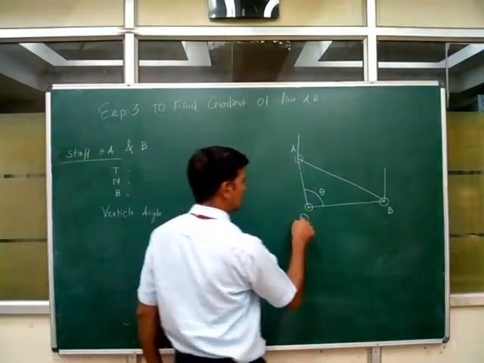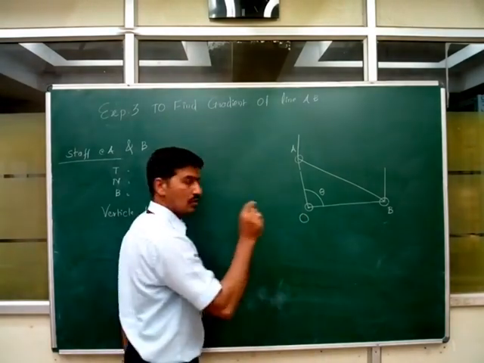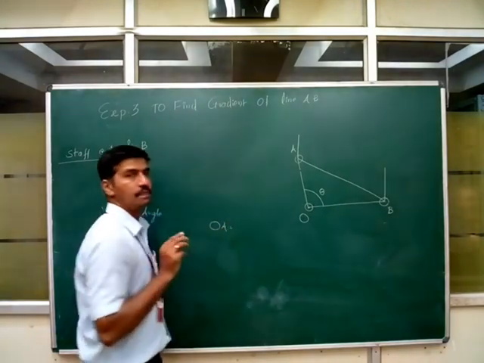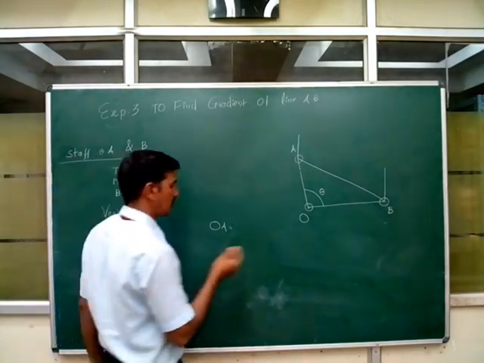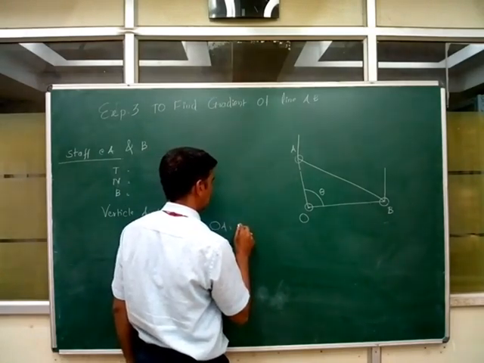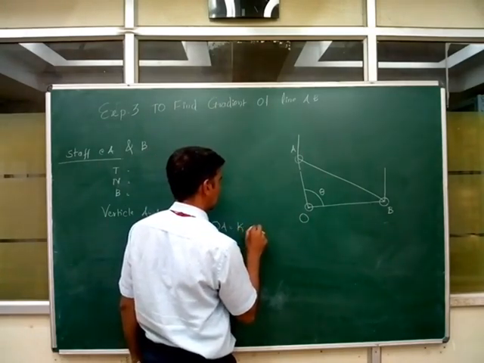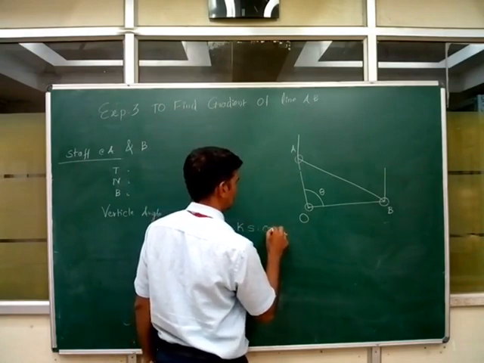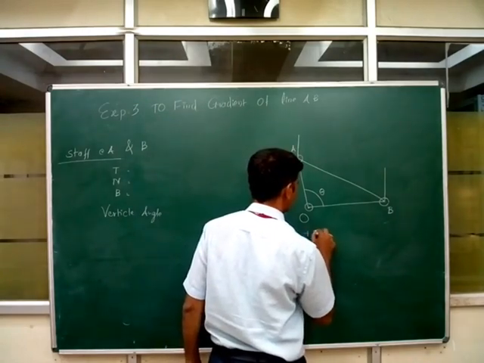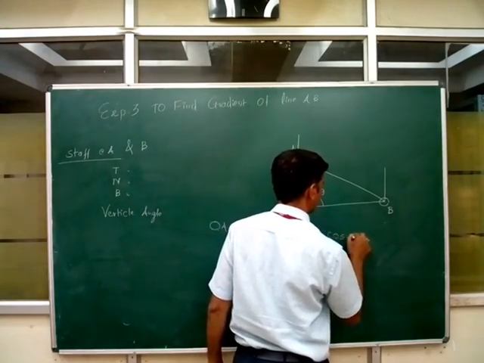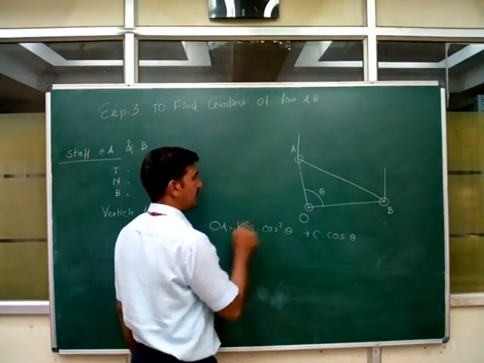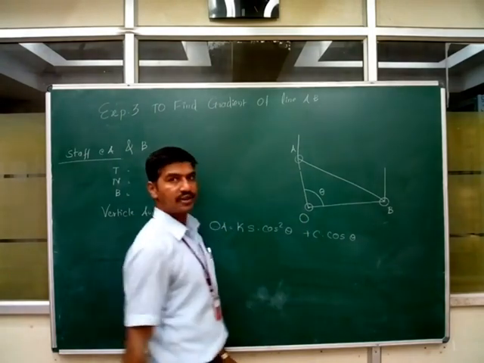If you look towards the figure, the instrument is at point O. Can we find out distance OA? Second year, can we find out the distance OA? Of course we can. How to find out? Distance OA will be S into cos square of theta plus C into cos of theta. This is the formula to calculate the distance by using this tachymetric method.